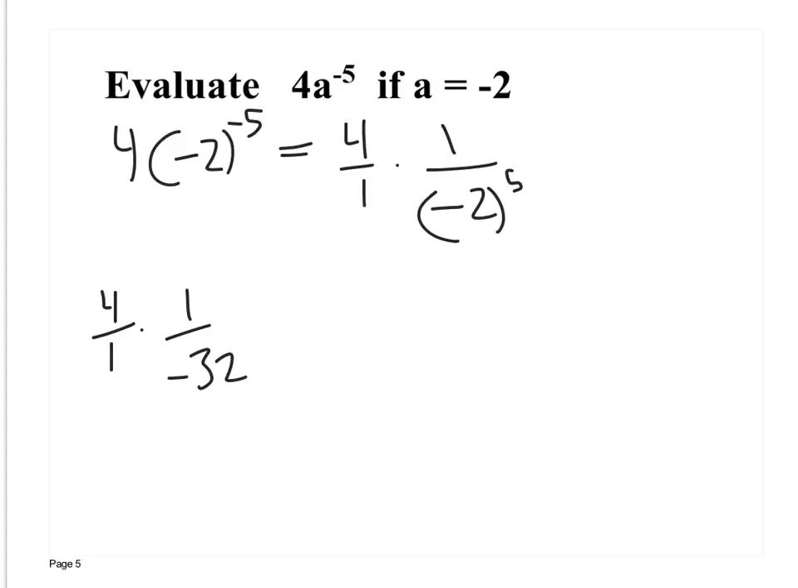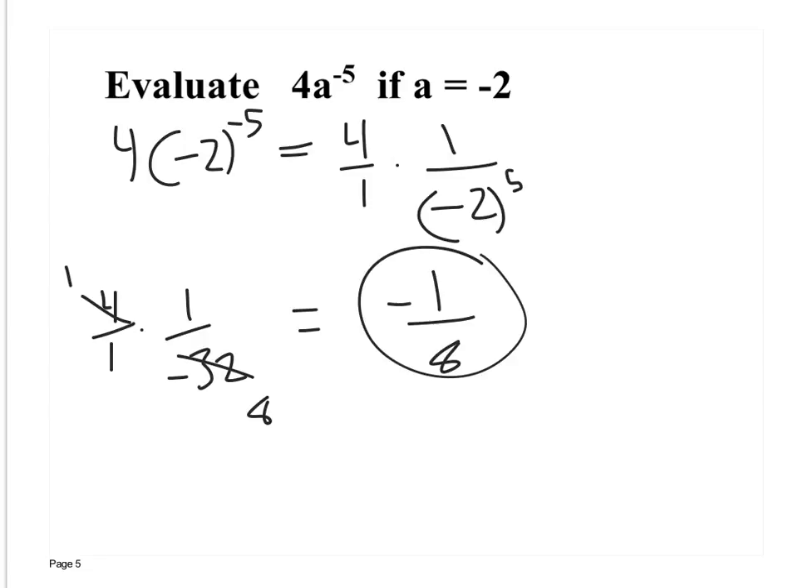Okay, that's how I do it. You know, you can do it differently. You could do 2 times 2, 4 times 2, 8 times 2, 16 times 2, 32. You can do it that way too. Does anything cancel between 4 and 32? Yeah, 4 does. So there's your answer, negative 1/8. Here's your assignment for today.